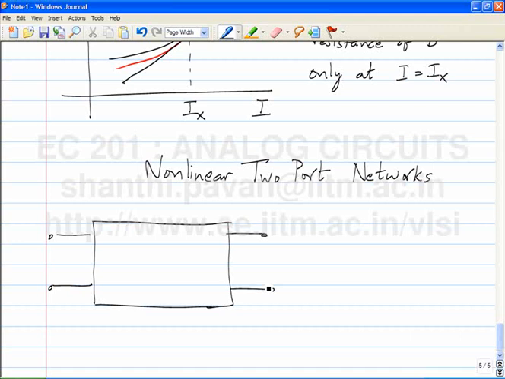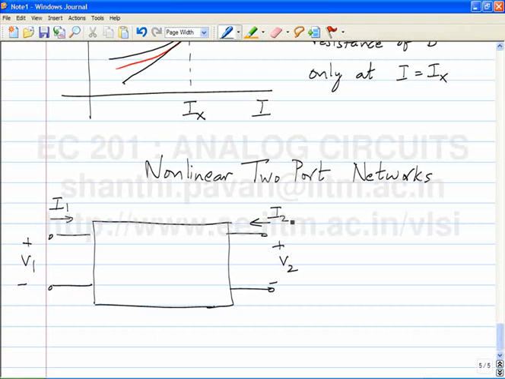So in other words, if you had a linear network, the voltages or currents, for example, I1, V1, I2. If you chose I1 and I2 to be the dependent variables and V1 and V2 to be the independent variables, then I1 and I2 could be written as what? If you have a linear two-port network, I1 and I2 can be written as linear functions of V1 and V2.